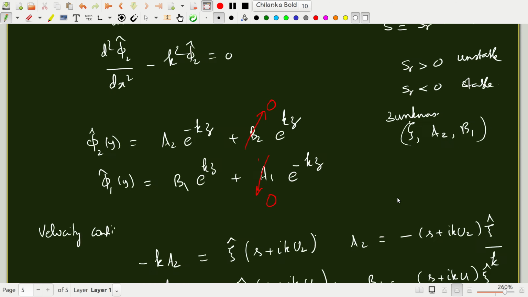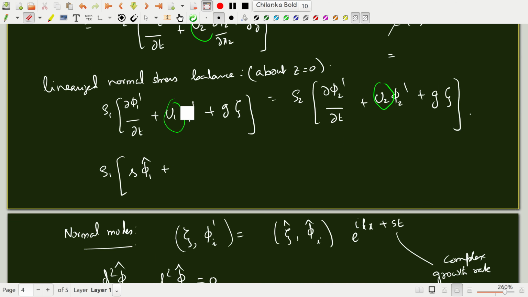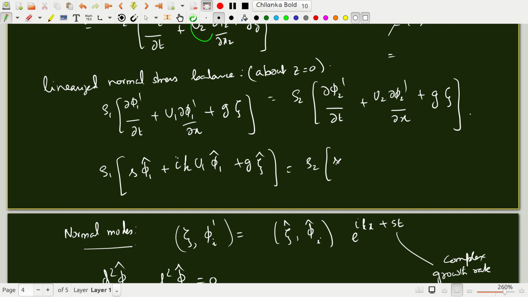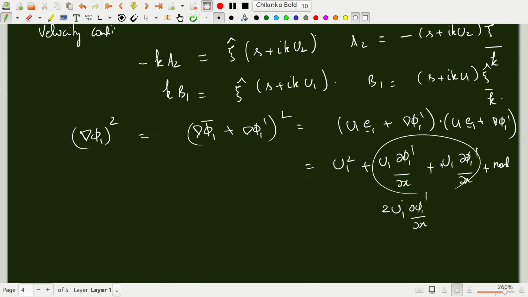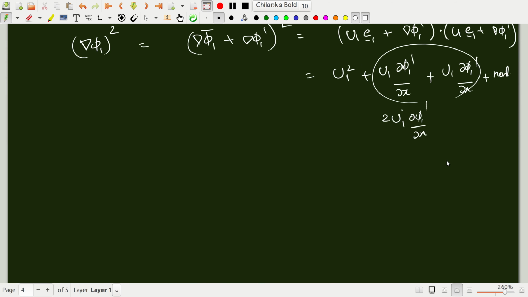Okay, so if I were to think of this, this has to be therefore u1 partial x, is u2. Now this will be ik u1 phi1 prime plus g zeta prime zeta cap is rho 2 s phi 2 cap plus ik u2 phi 2 prime plus g zeta cap. Okay.